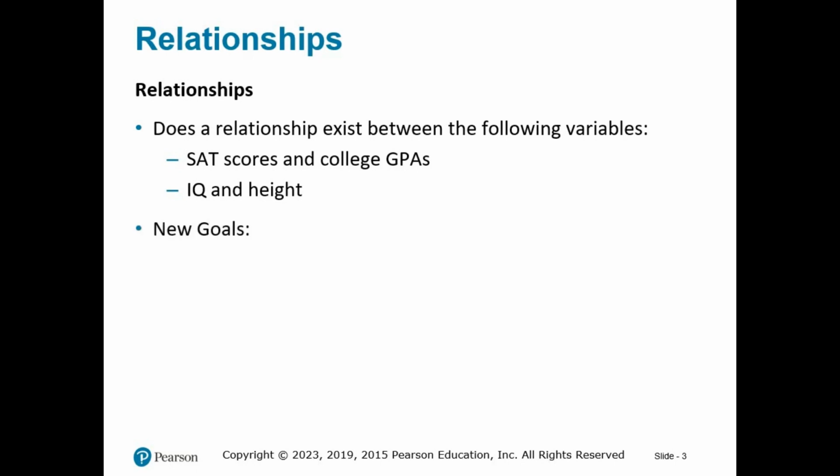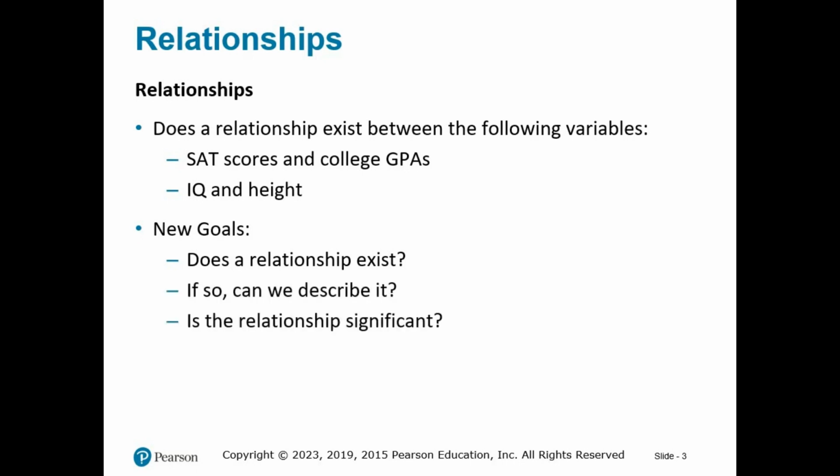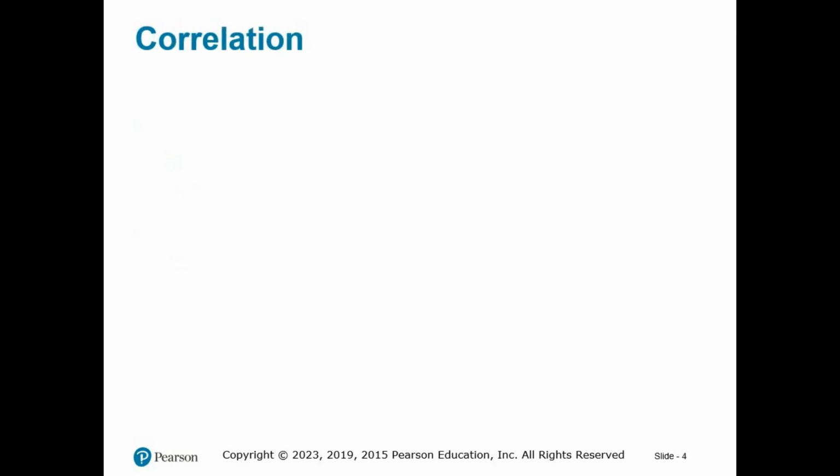So what we're going to be talking about today is all about how things are related. We're going to have three main goals, and they are to find out, does a relationship exist? If so, can we describe it? And is the relationship significant? So to explore this, we need some new terminology. Correlation is the relationship between two variables.